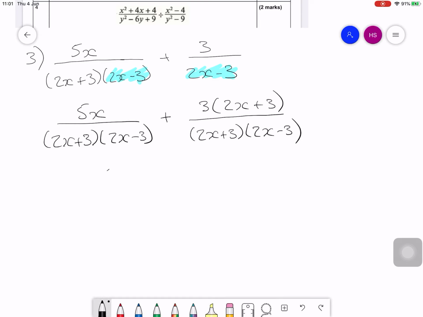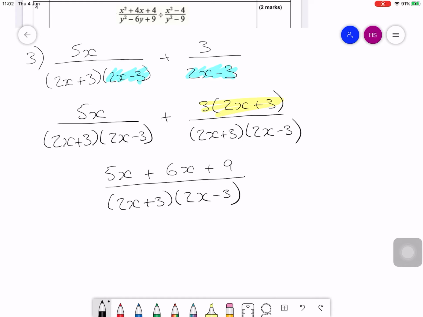So as a single fraction, it will become 5 plus, and then I'm going to multiply these brackets out. So it'll become 6x plus 9. And that's all over that common denominator of 2x plus 3, 2x minus 3. And there's not going to be any reason to multiply that denominator back out. So you just leave that fully factorised. I do need to then simplify that numerator. So that becomes 11x plus 9.